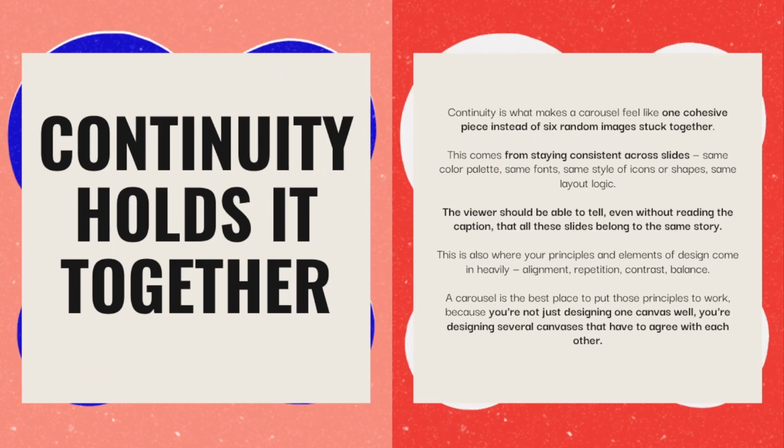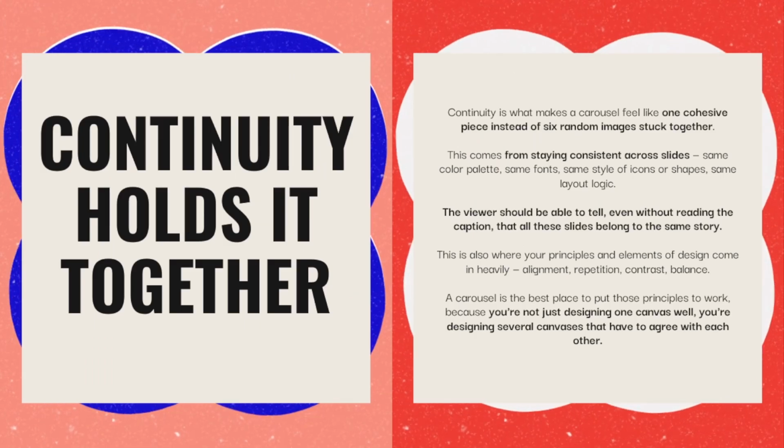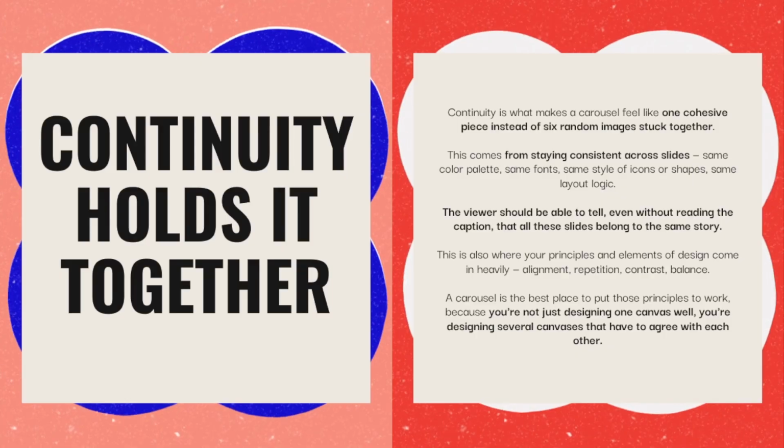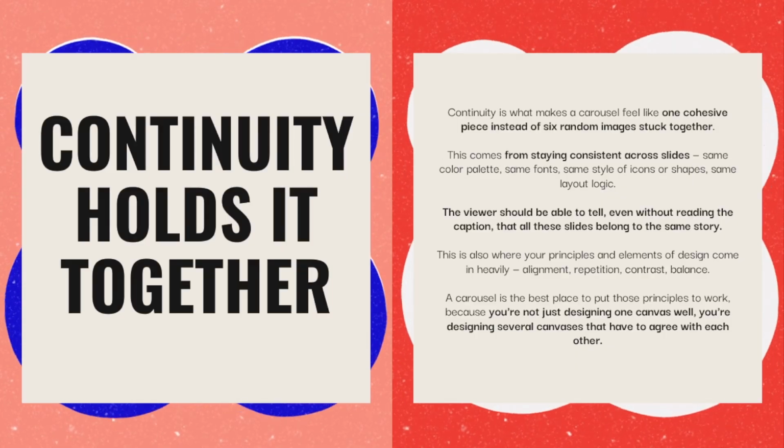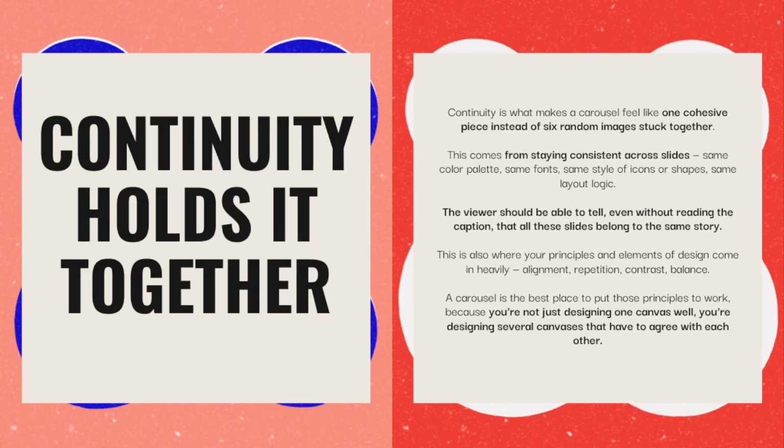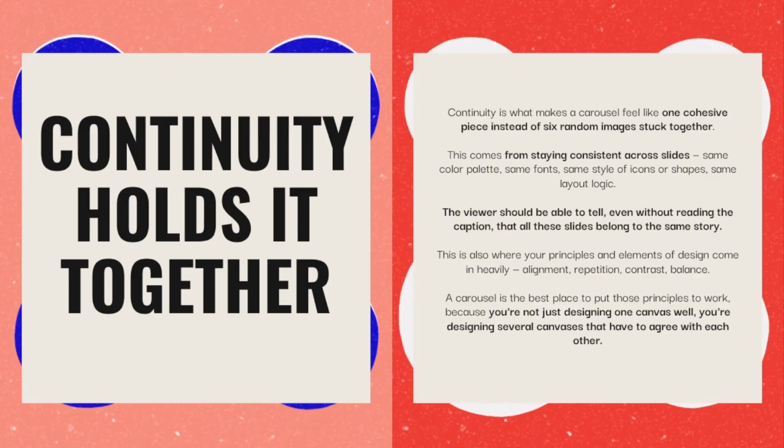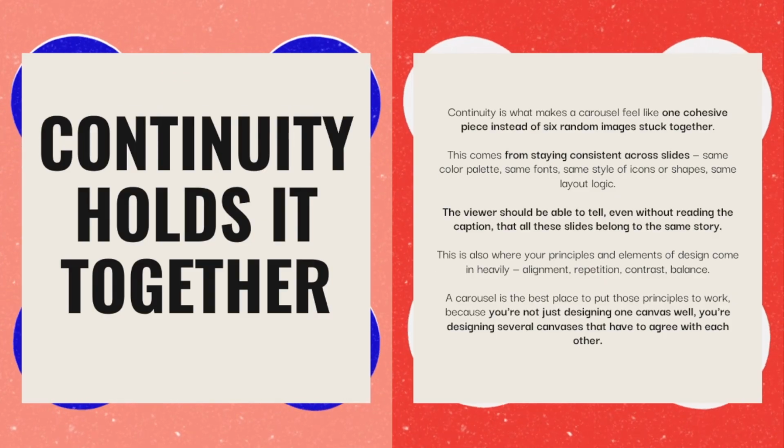Now, we are looking at continuity. Continuity is what makes a carousel feel like one cohesive piece instead of 6 or 7 or any number of slides you are doing, so that it doesn't feel like random images you just stuck together. So it comes from staying consistent across slides.